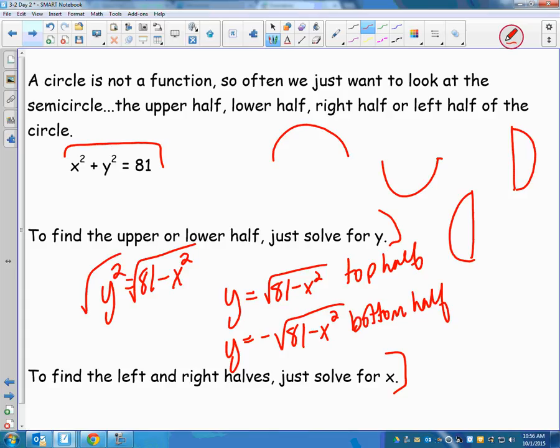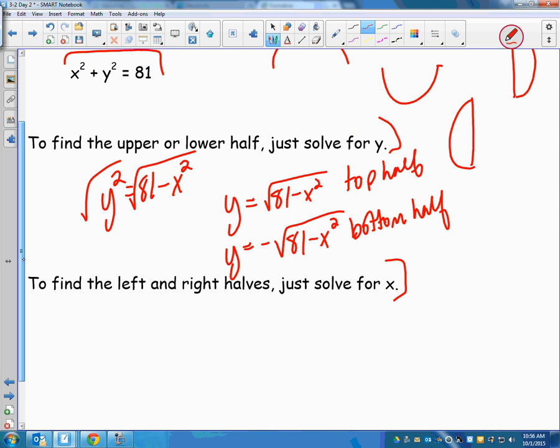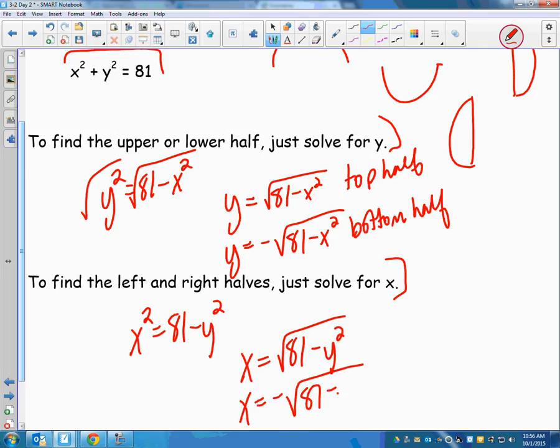And we could do the same thing to find the left and the right halves. You just solve for x. So then you're going to have y squared under it. So that's going to give you the left half, which is negative, or the right half, which is positive. So if I solve that for x, I get x equals the square root of 81 minus y squared, or x equals negative square root of 81 minus y squared.